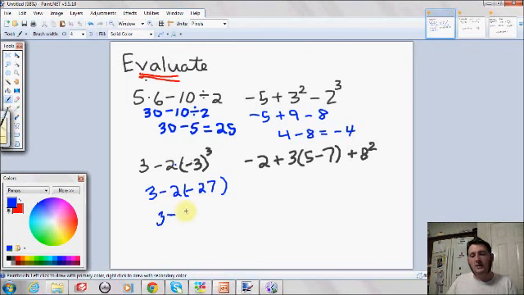Then 2 times -27 would be 54, because double 25 is 50, and then 2 more doubled would be 4, so 54. Of course, this is now 3 plus 54. So the final total here is 57.